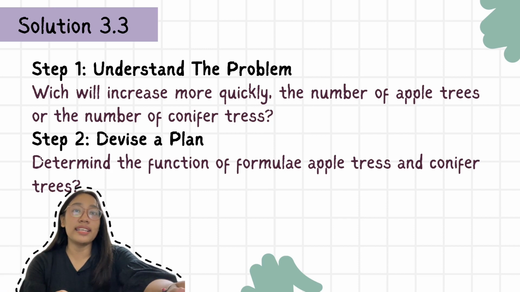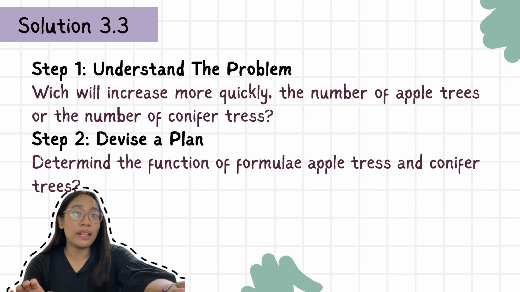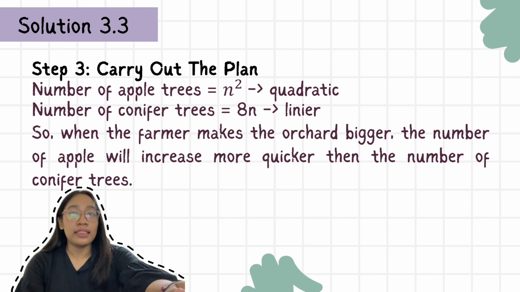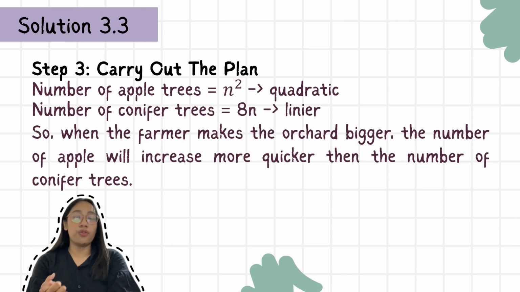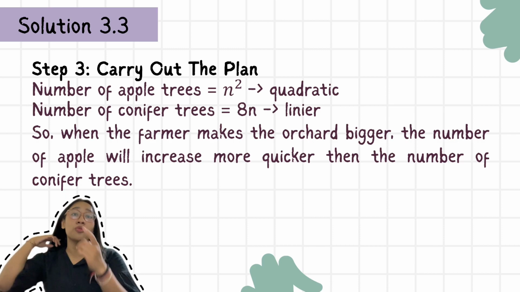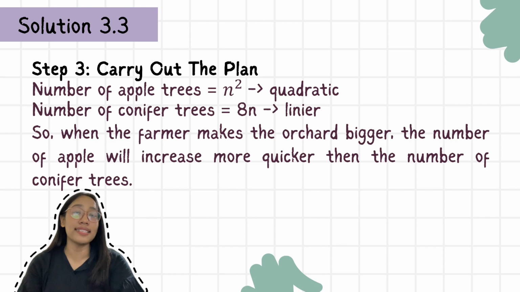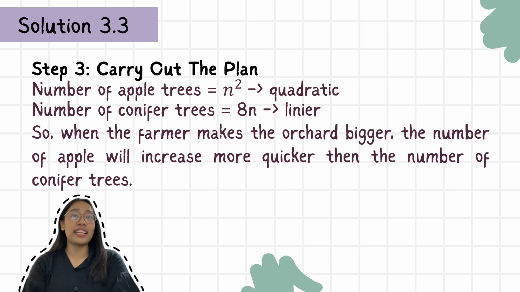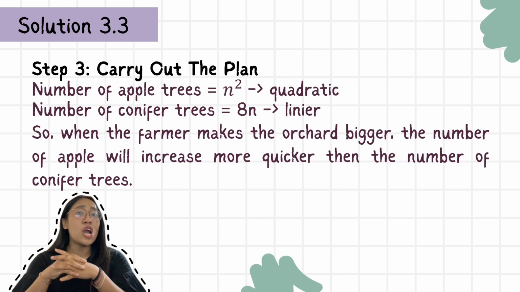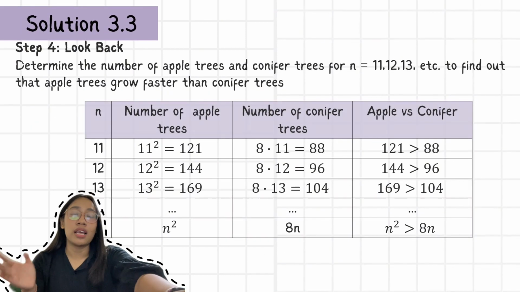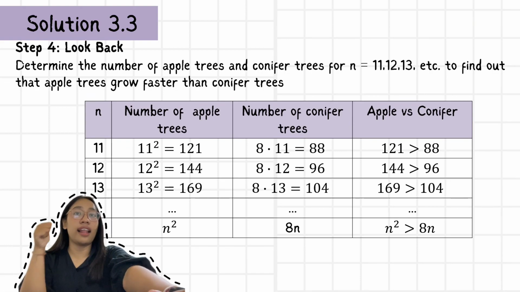We must determine the function of the formula of apple trees and conifer trees. And then the third step is carry out the plan. So the number of apple trees is n squared. It means quadratic. And then the number of conifer trees is 8n. So it means linear. So we can conclude that when the farmer makes the orchard bigger, the number of apple trees will increase more quickly than the number of conifer trees. So we must look back as the last step.